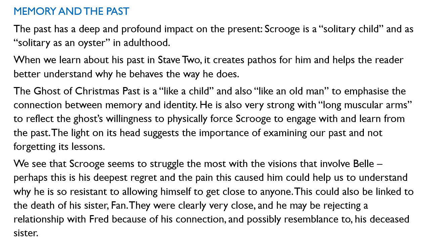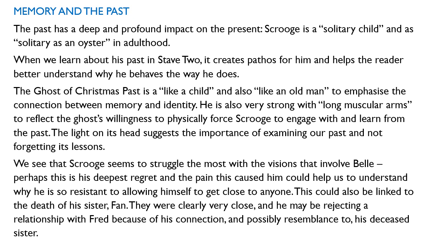For the theme of memory and the past, we learn that the past has a huge impact on our present. Scrooge is a solitary child in Stave 2 when he's younger, and then becomes solitary as an oyster in adulthood. If we are treated badly or have bad childhoods, it is likely to affect our present. We learn all about his past in Stave 2, which creates pathos and empathy and understanding for him, so we can accept and understand why he behaves the way he does, and we can see the consequences of it too.